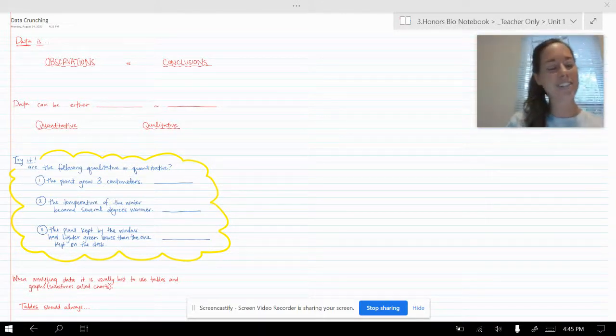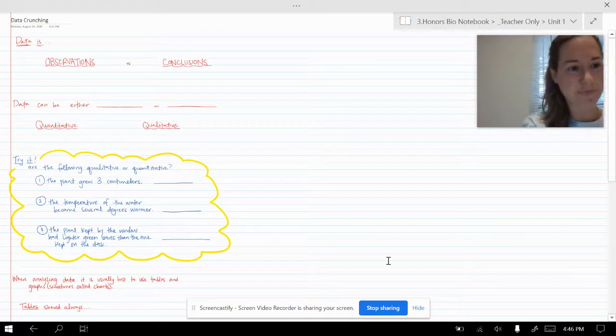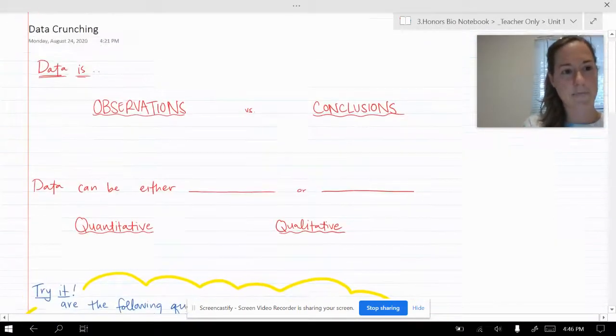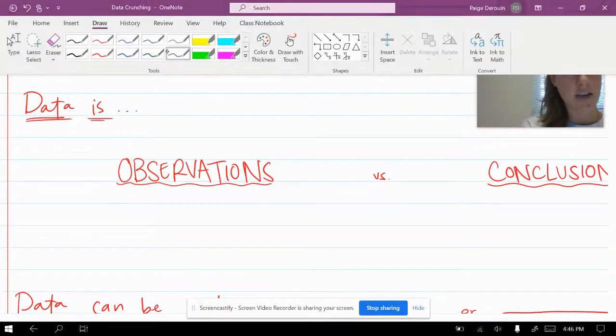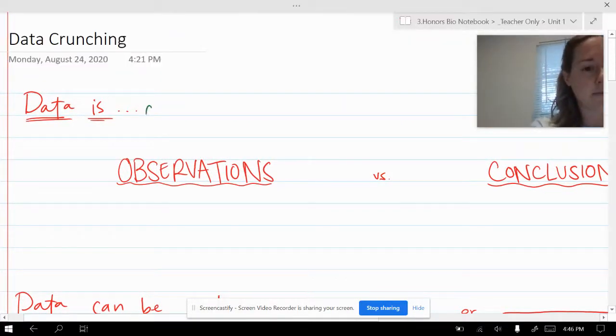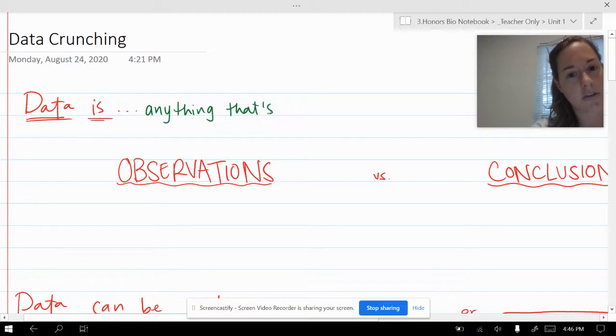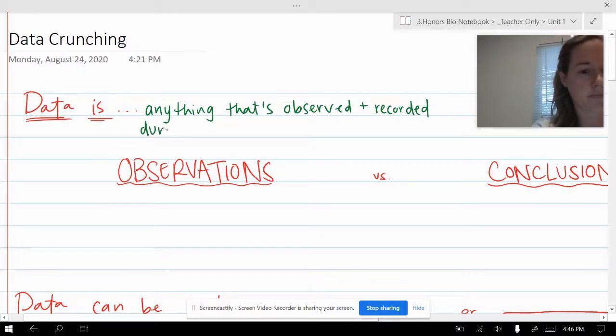So we'll talk today about data and how it works. I'm going to start by talking about what data actually is. And that is anything that's observed and recorded during your experiment.